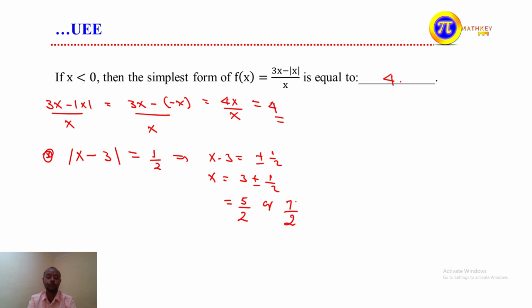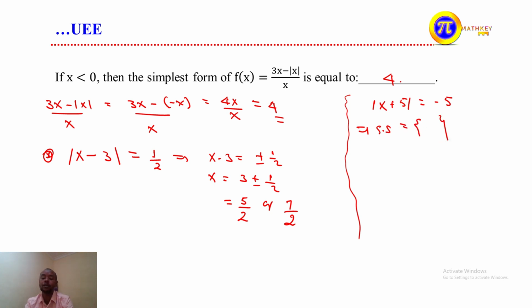What about this? If we consider this one, absolute value of x plus 5 is equal to negative 5. Is there any value which gives negative 5? In that case, this cannot be a negative number. If that's so, this implies that the solution set for this one is the empty set. We can't find any value for x whose absolute value is negative 5.